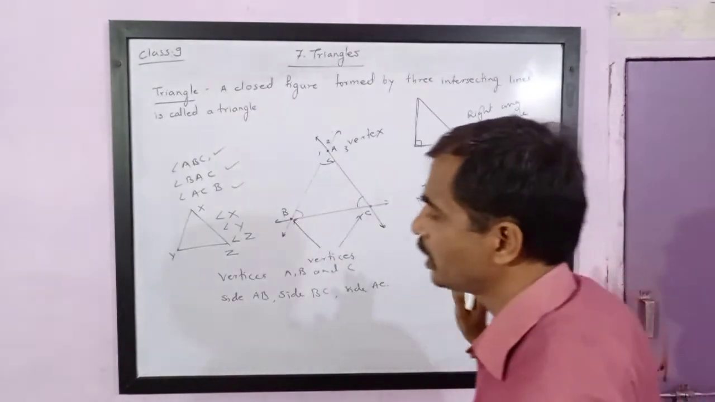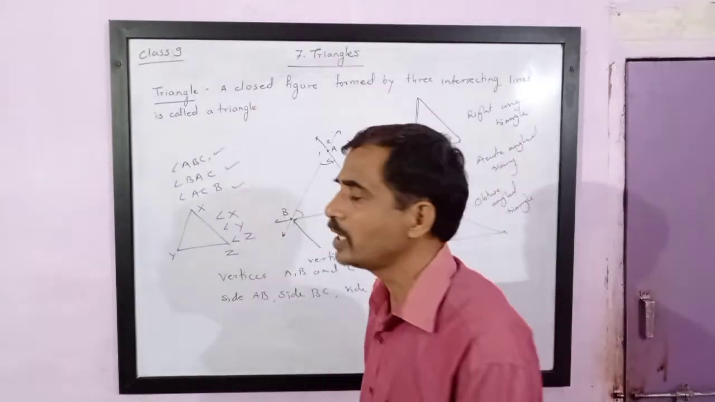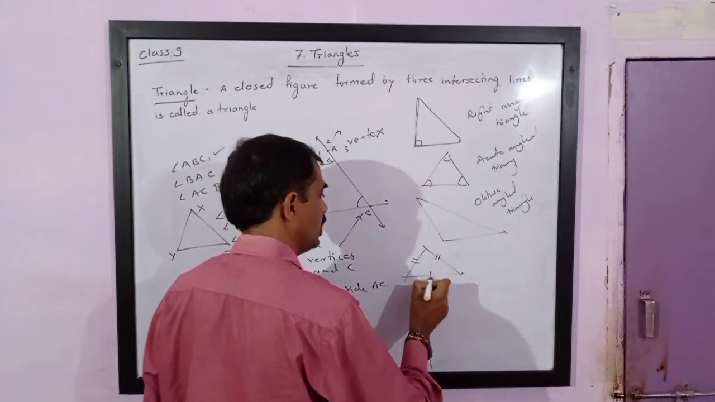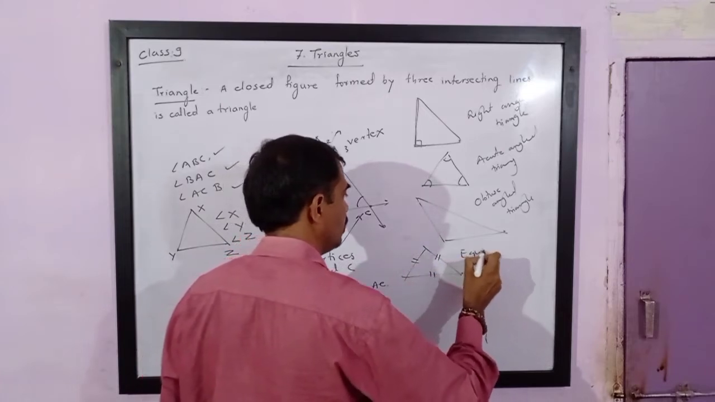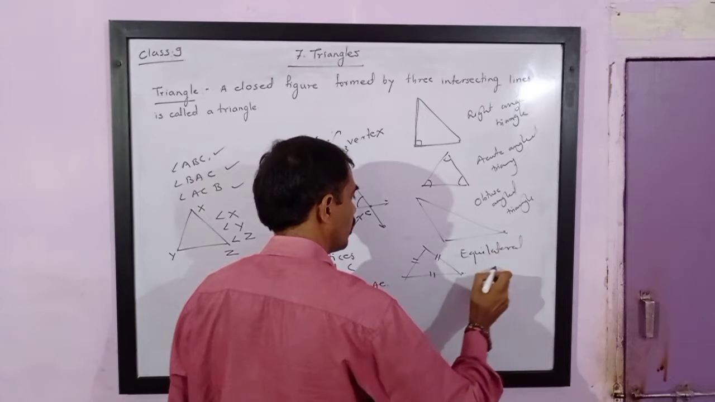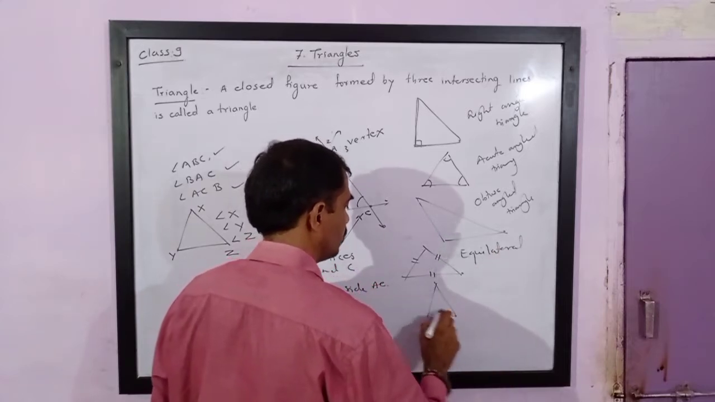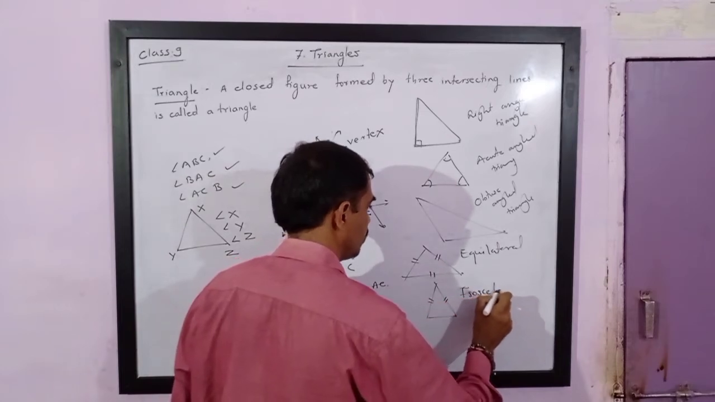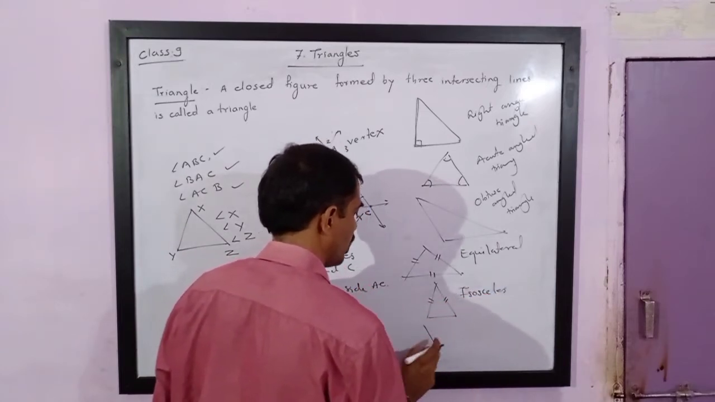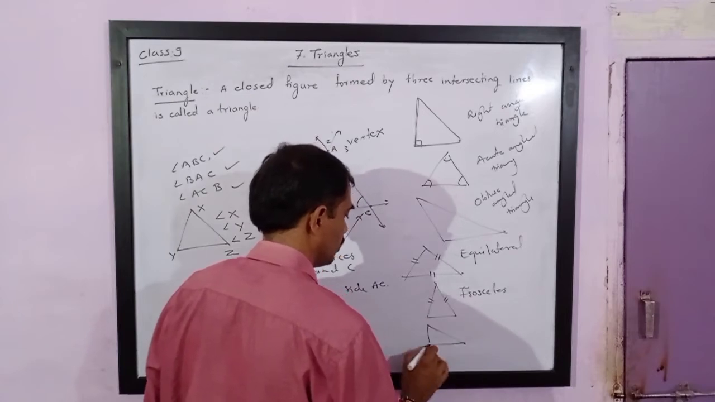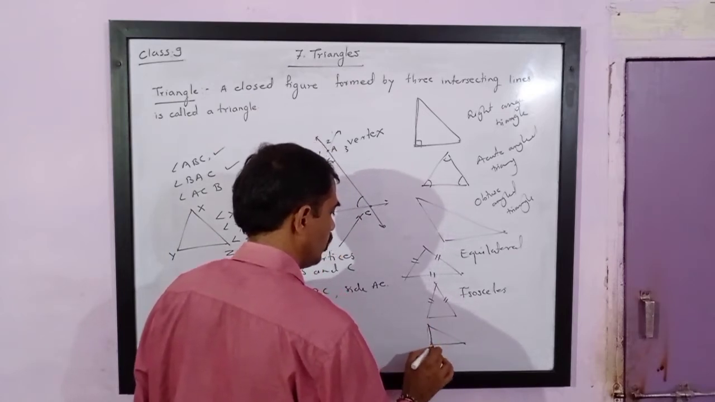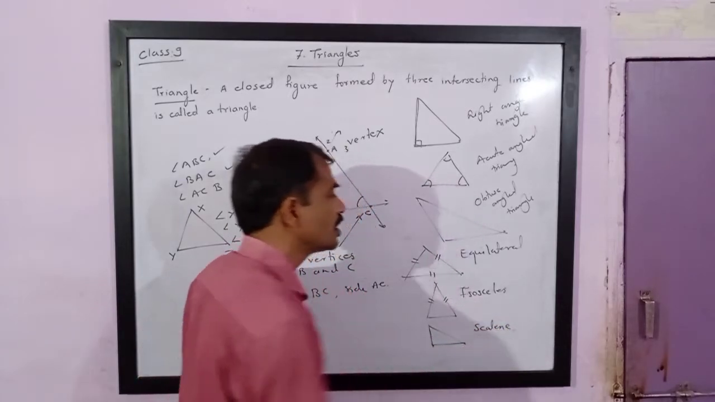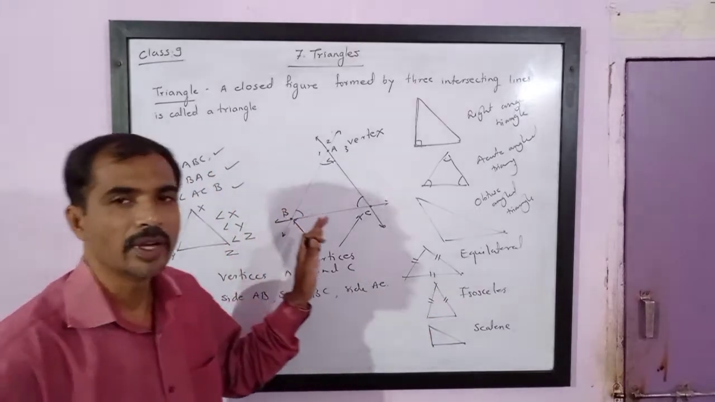Now, we have also studied the types of triangles depending upon the sides. If all three sides are equal, then we call such triangles an equilateral triangle. If two sides are equal, then we call it an isosceles triangle. And if no side is congruent, then we call such triangles scalene triangles. So this is what we have already studied.